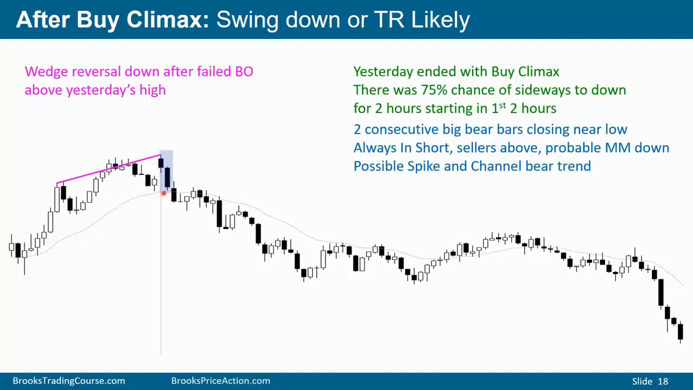We have two consecutive big bear bars on the failed breakout above yesterday's high. Also a third push up, 1, 2, 3. So it's a wedge high as well. It's a possible spike and channel bear trend. We got a spike, pullback, and channel, and we have a second leg down later. But in any case, two consecutive bear bars like that, it's reasonable to sell the close of the second bear bar, taking a chance that it will lead to a bear trend day.